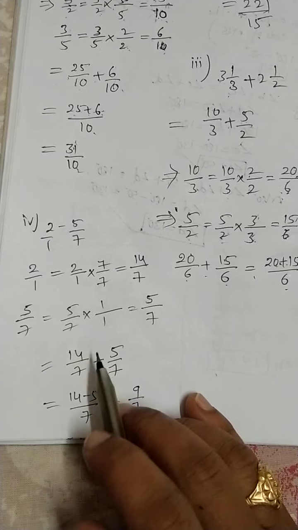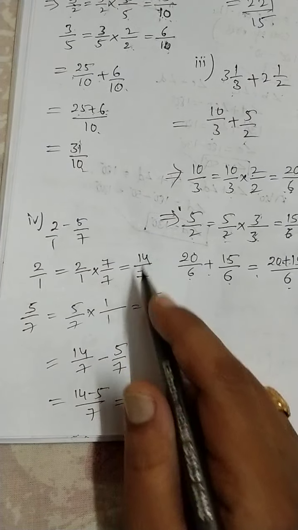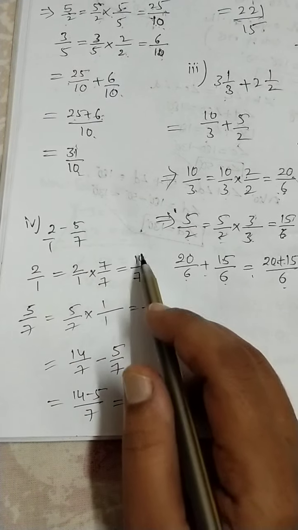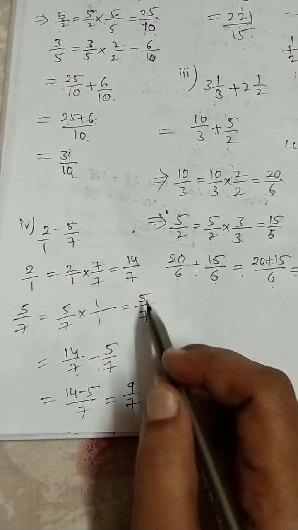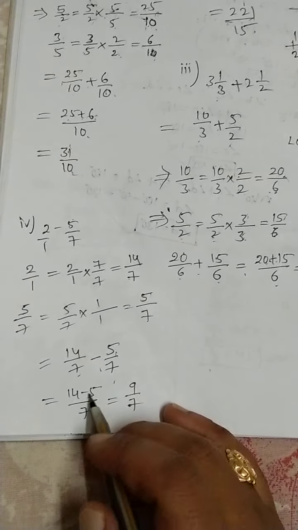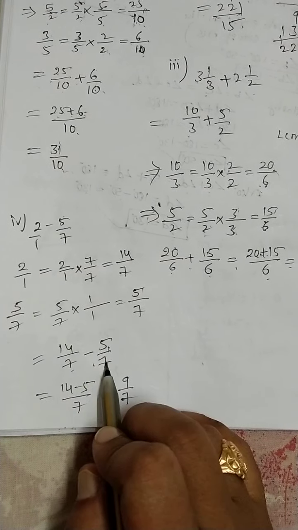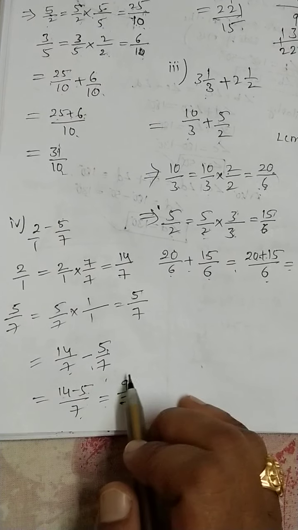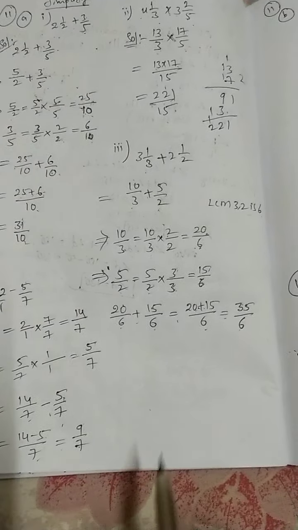Now you can take these corresponding fractions. Instead of 2 by 1 you can write 14 by 7, minus 5 by 7 as it is. Now you can subtract the numerators. Why? Because we got like fractions, no? So 14 minus 5 by 7 is equal to 14 minus 5, which is 9. 9 by 7. This is the solution.